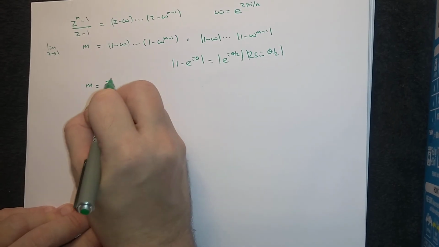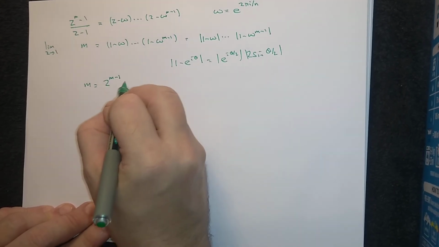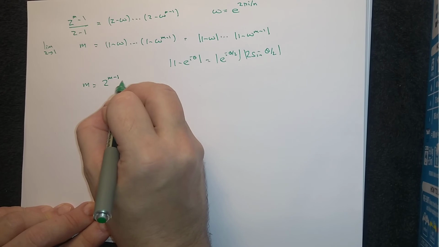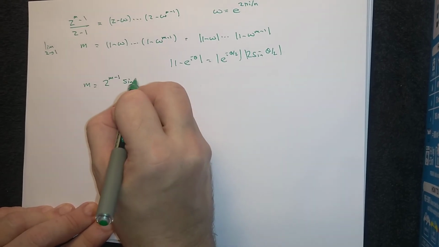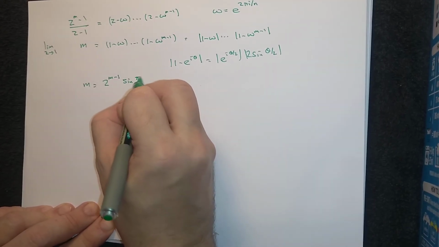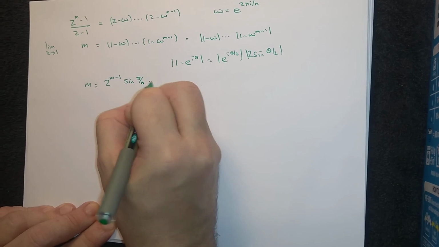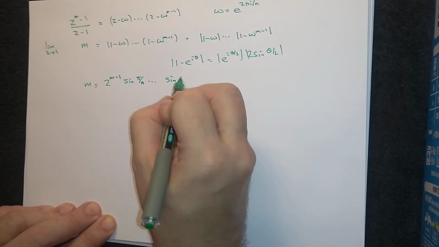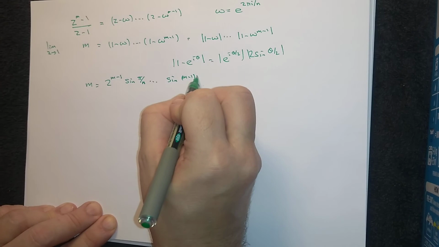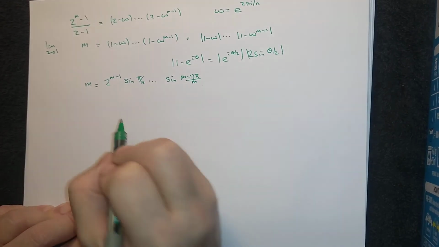So m is 2 to the n minus 1 sine pi over n sine n minus 1 to be n.